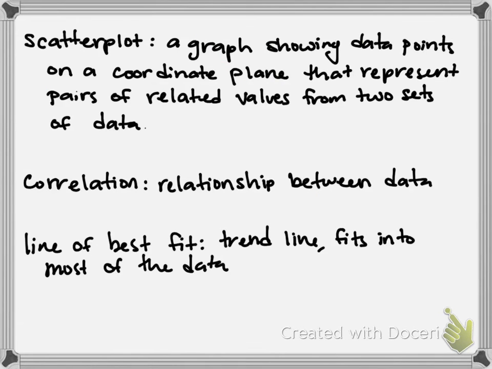All right, scatter plot. This kind of has nothing to do with functions really, but the Saxon book smushed them in the same lesson. So scatter plots, we've already talked about these before, are graphs showing data points on a coordinate plane that represent pairs of related values from 2 sets of data. So we've talked about correlation. These are relationships between data. And to find the correlation on our scatter plot, we can draw a line of best fit. Your book might also call this a trend line. It fits into most of the data.